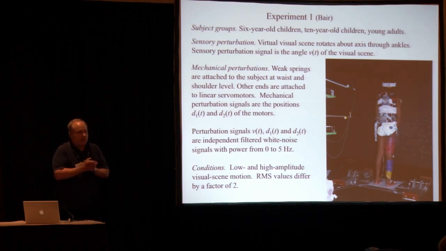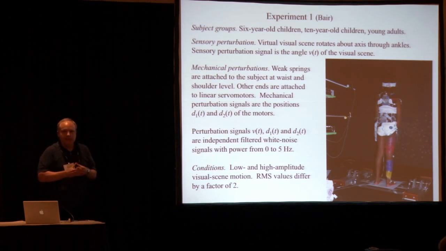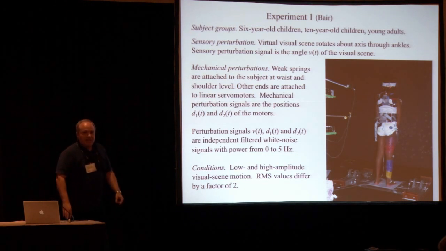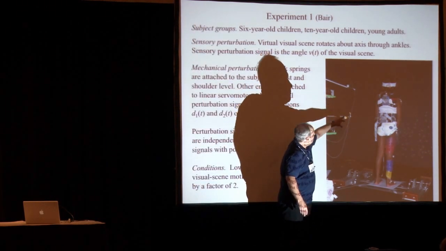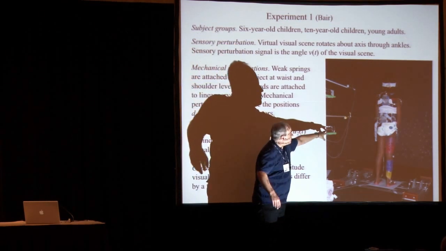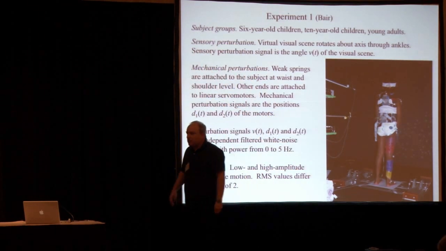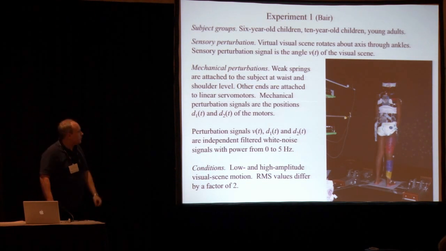So I'm going to talk about two experiments. The first experiment is actually a developmental study. There were three groups of subjects: 6-year-old children, as pictured here, 10-year-old children, and young adults. And there was one sensory perturbation, which was rotation of a virtual visual scene about the axis through the subject's ankles. And there were two mechanical perturbations. So there are these weak springs that are attached at one end to the subject. At the other end, you can barely see them, are linear motors.